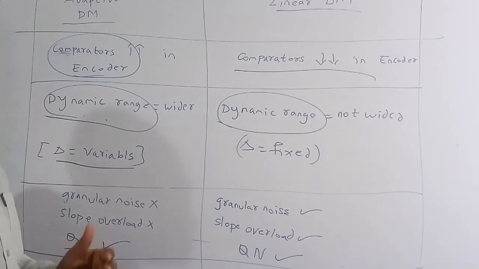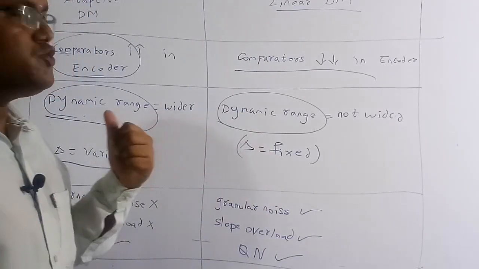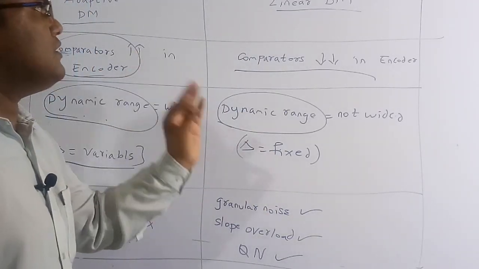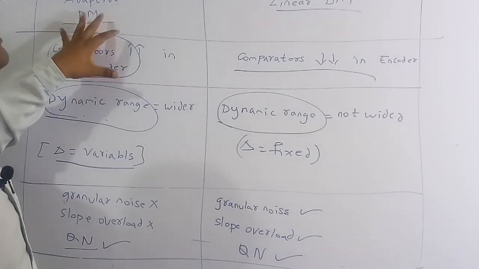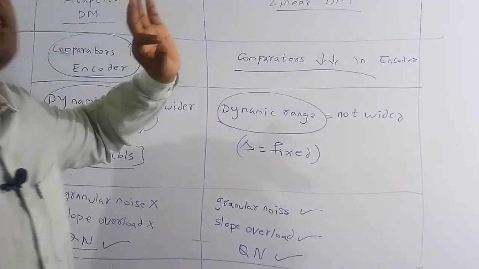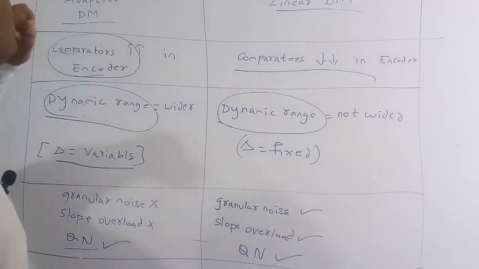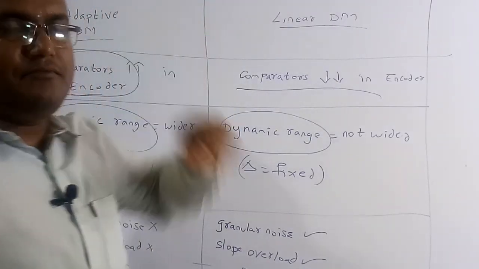And I've already told you there is a feedback between the output and input in both the circuits. So finally I conclude that the number of comparators in the encoder is very high in the adaptive delta modulation when compared to the linear delta modulation, and this is considered one of the main disadvantages of the adaptive delta modulation over the linear delta modulation.